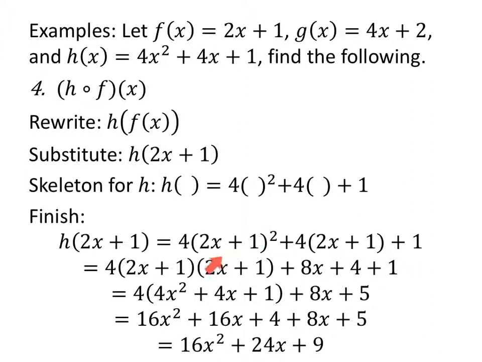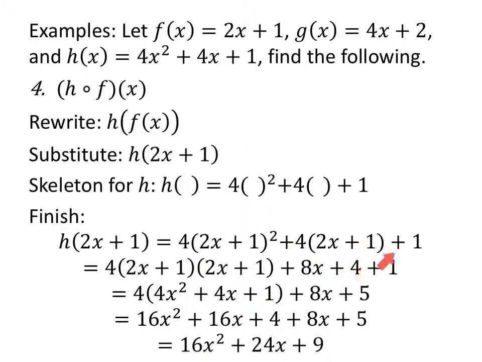I would encourage many of you to write this out. 2x plus 1 squared. Remember, that's multiplied by itself. It's really easy to forget about some middle terms going on here if you just square the 2x and square the 1. So write it out, multiply it out. When we multiply this out, we'll get 2x times 2x is 4x squared. Here I have a 2x, 2x times 1, and here I have a 2x, gives me the 4x in the middle, and 1 times 1 is 1.